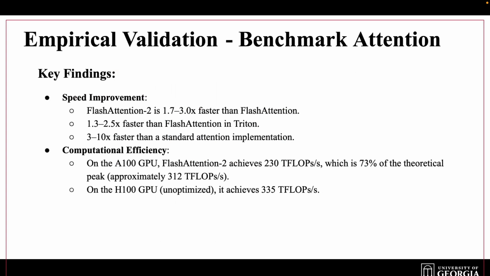Here we have some key findings. FlashAttention 2 is 1.7 to 3 times faster than the original FlashAttention, 1.3 to 2.5 times faster than Triton's version, and 3 to 10 times faster than standard attention. On the A100 GPU, it achieves 230 TFLOPs per second, which is 73% of the theoretical peak, and 335 TFLOPs per second on an optimized H100 GPU.